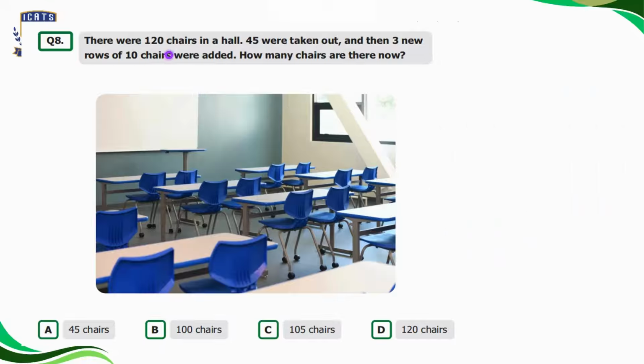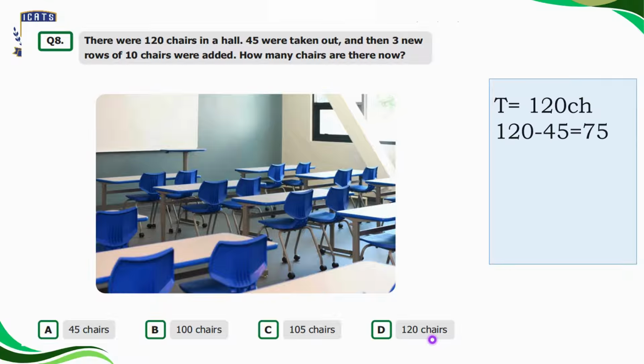Question number 8, there were 120 chairs in a hall. 45 were taken out and then 3 new rows of 10 chairs were added. How many chairs are there now? Option A is 45 chairs, option B is 100 chairs, option C is 105 chairs, and option D is 120 chairs. So here, in total there were 120 chairs and 45 were taken out. It means the remaining number of chairs is 75.